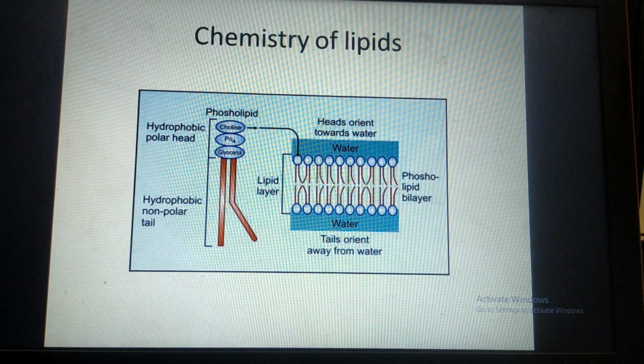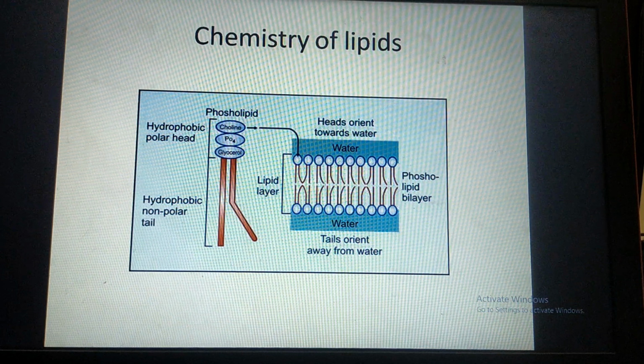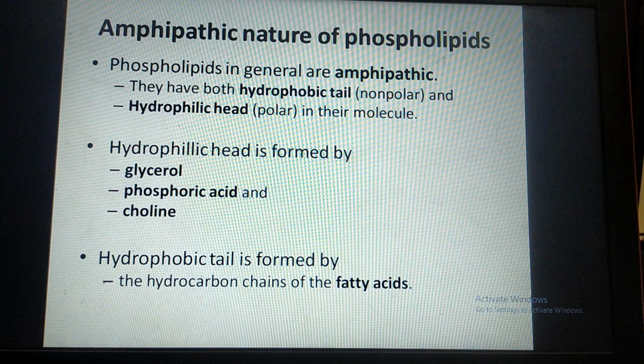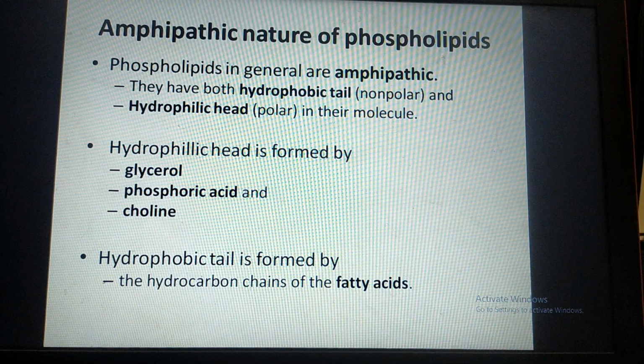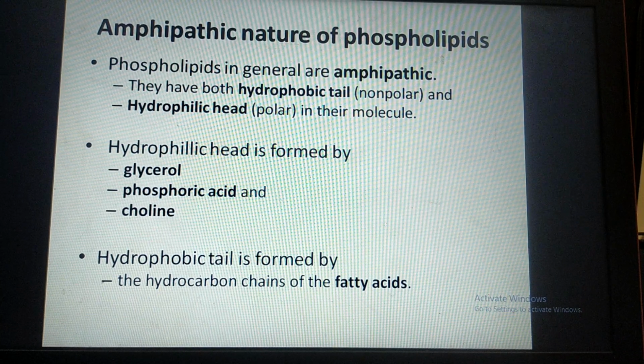So this is the structure of phospholipid, where alcohol is glycerol, fatty acids, phosphate group, and nitrogen base is choline. These phospholipids are amphipathic in nature. That means they have hydrophobic part as well as hydrophilic part. Here the hydrophilic part or head is formed by glycerol, phosphoric acid, and choline, whereas the hydrophobic part or tail is formed by the fatty acid.